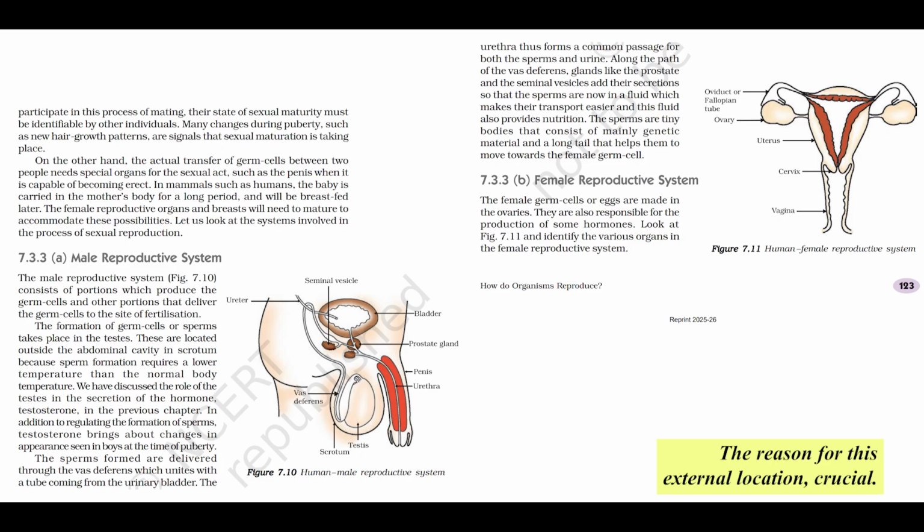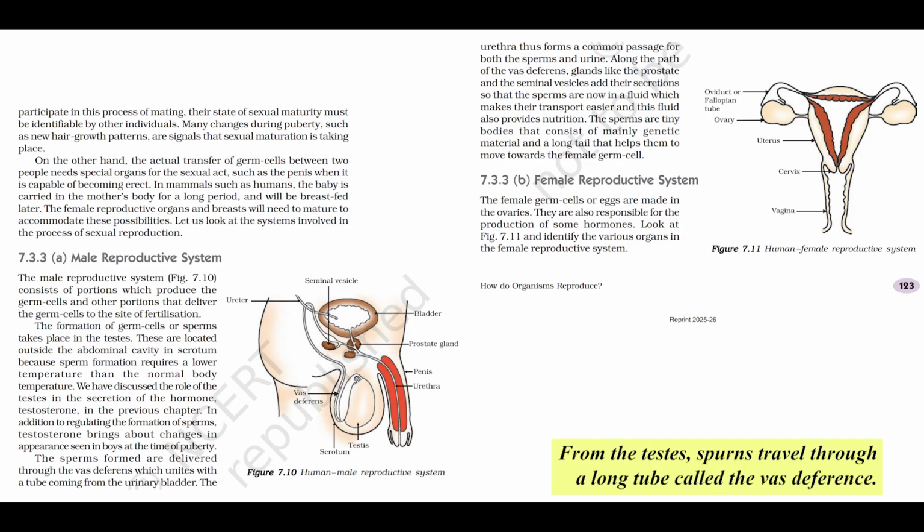The reason for this external location, crucial. Sperm formation requires a slightly lower temperature, about 2-3 degrees Celsius cooler than normal internal body temperature. We also know testes secrete the hormone testosterone. Testosterone regulates sperm formation and brings about all those male puberty changes, facial hair, deep voice, muscle development. Testes outside in scrotum for lower temperature needed for sperm. They also make testosterone. Correct.